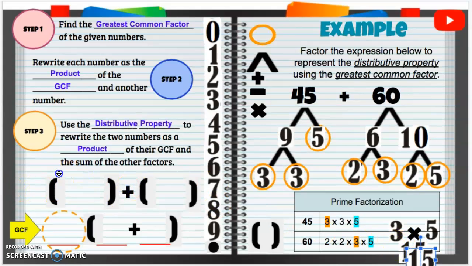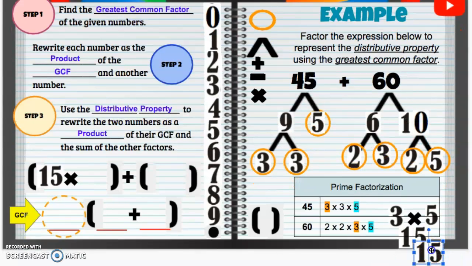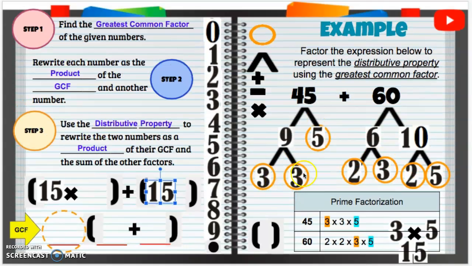I'm going to move that over here. So I'm going to have 15 in our first set of parentheses. Actually, I should make this a little bit bigger. So we have 15, and we're going to have 15 times something is going to be 45, and then 15 times something is going to equal 60.